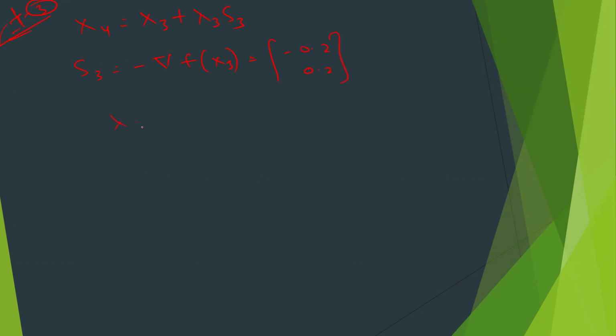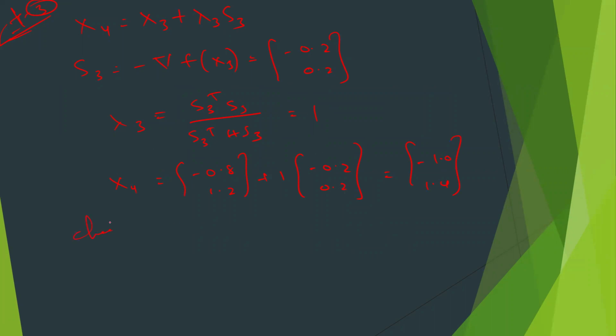Next I need to find lambda 3, which is equal to s3 transpose s3 whole by s3 transpose H into s3. If you work that out, I will get 1. So from that I can find the x4 point, which is equal to minus 0.8 and 1.2 plus 1 into minus 0.2 and 0.2, which is equal to minus 1.0 and 1.4.